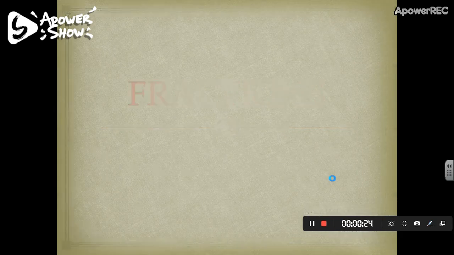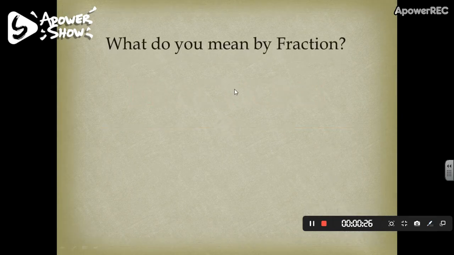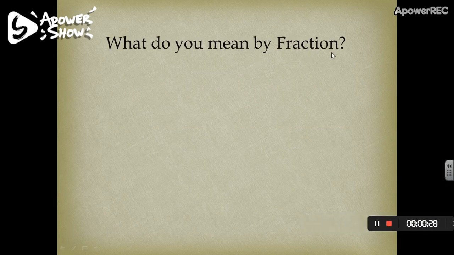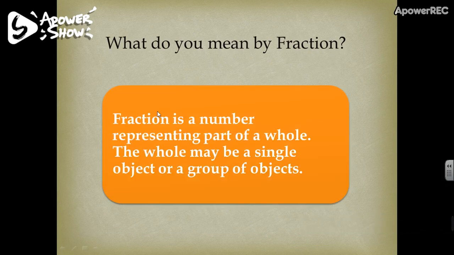Now the first thing is, what do you mean by a fraction? Fraction is a number. I am repeating, fraction is a number. What does it represent? It represents part of a whole. What do you mean by a whole? Whole may be a single object or a group of objects. So fraction is a number which represents part of a whole.